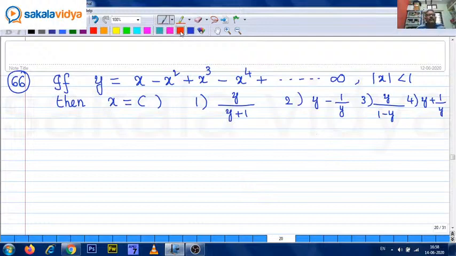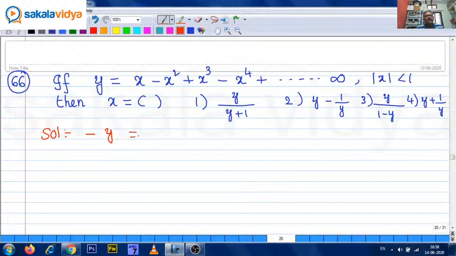Right. If y equals x minus x square plus x cube minus x to the power of 4 and so on to infinity, then we need to find out the x value. First multiply both sides with a minus sign. Then what do you get now here?